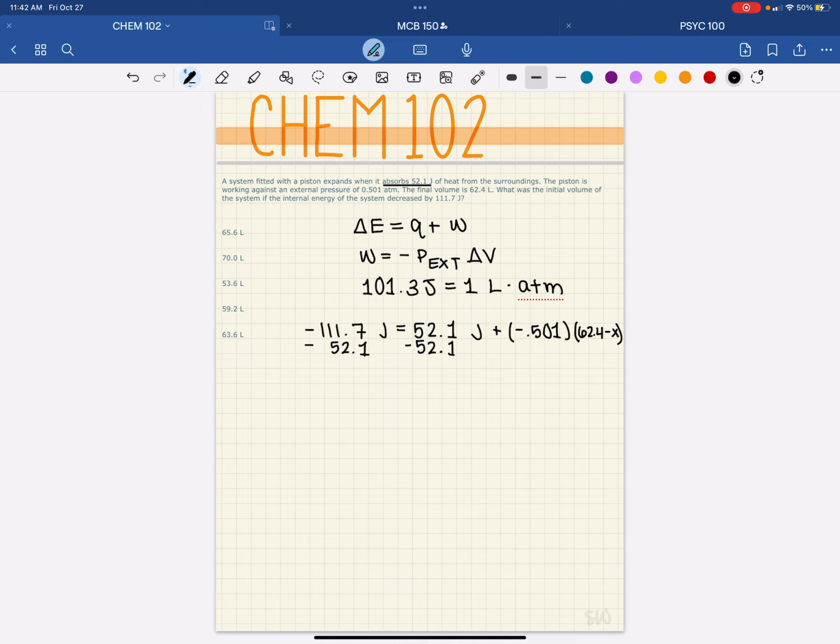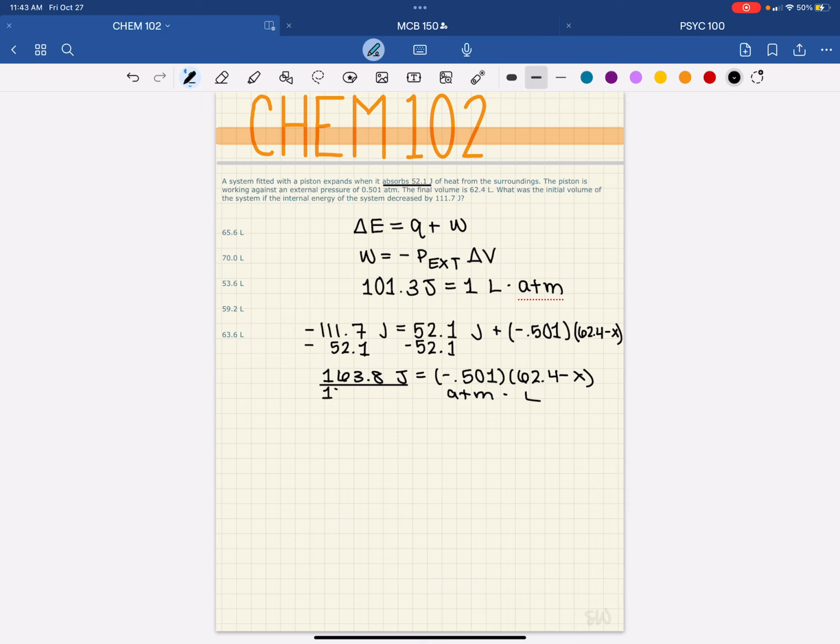So that is going to give me 163.8 joules equals negative 0.501 times 62.4 minus X. The next thing I'm going to do, because this is going to end up being in ATM times liters in terms of units, is convert my joules to units of liters times atmospheres.